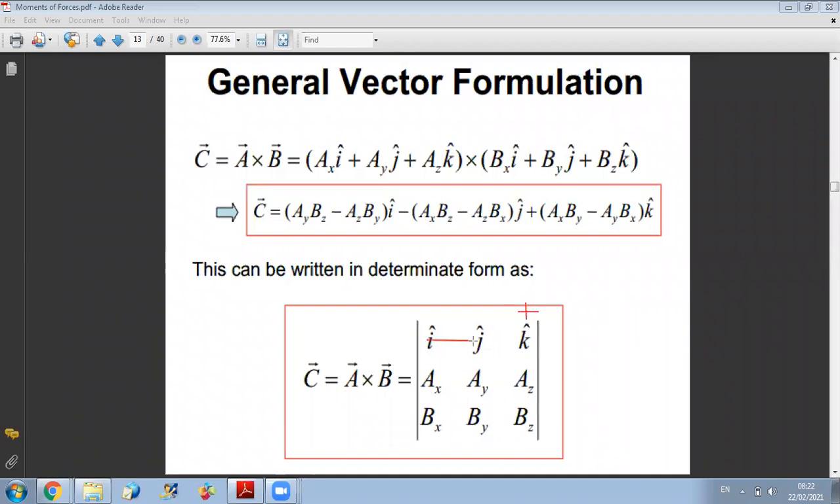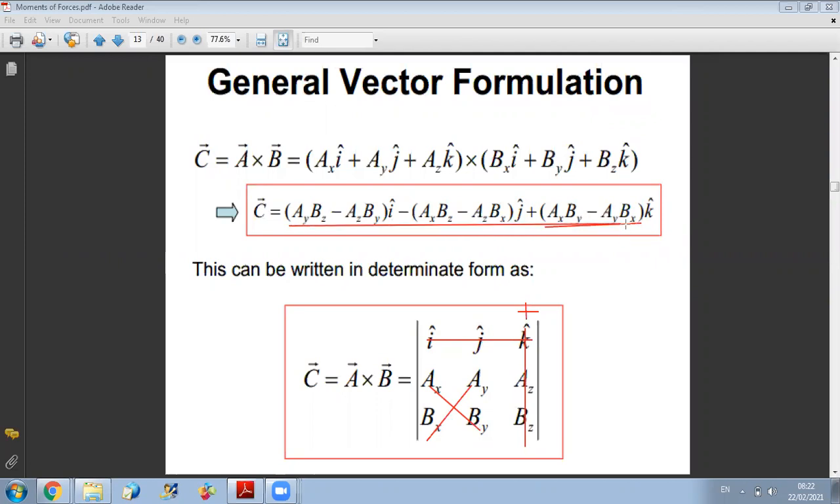I drop this line, I drop this column. What will remain is ax by minus ay bx. So I get this number. Okay, and that's it. So this is a method to calculate the vectorial product without having to remember this.